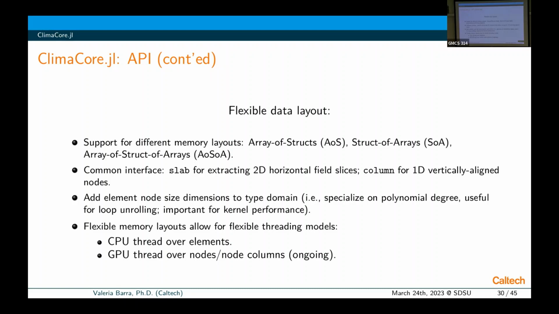We have flexible memory layouts, allowing for flexible threading models. So on CPU, for instance, we would process batches of horizontal elements at a time. On GPUs, we would thread over nodes or node columns. And currently, the GPU work is ongoing in our group.